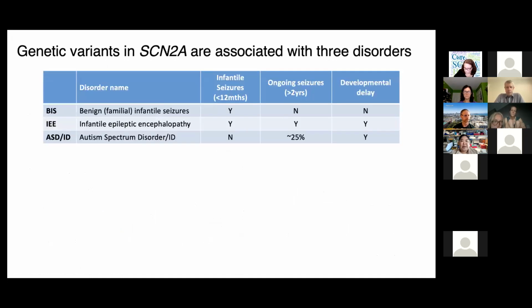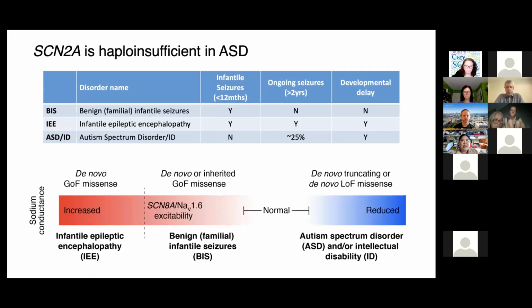Mutations in SCN2A are associated with distinct disorders in the clinical population. Loss of function mutations are associated with ASD and intellectual disability, whereas gain of function mutations are associated with seizures and epilepsy disorders. We're focusing on those loss of function mutations because they fit the model of haploinsufficiency and are therefore a great candidate for CRISPRa treatment.